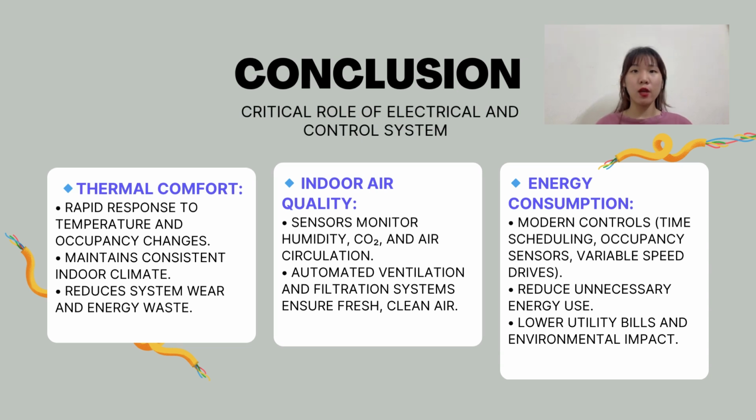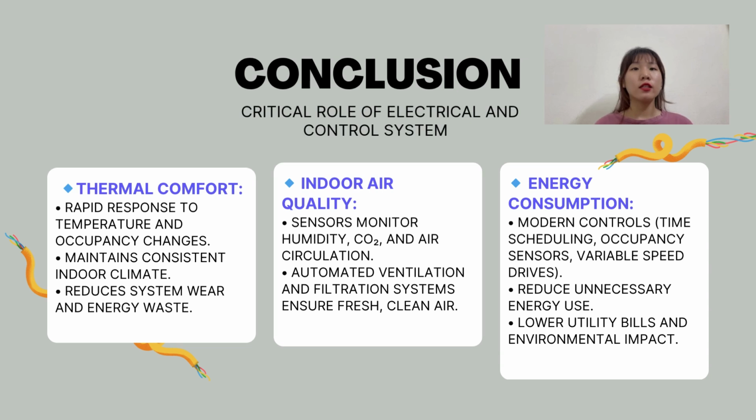First, thermal comfort. Modern control systems enable rapid response to changes in temperature and occupancy, helping maintain a consistent and comfortable indoor environment. This not only improves comfort, but also helps to reduce system wear and unnecessary energy use. Second, indoor air quality. Advanced sensors are now capable of monitoring humidity, CO2 levels, and air circulation. With automated ventilation and filtration, we ensure a supply of fresh, clean air, which is essential for health and productivity.